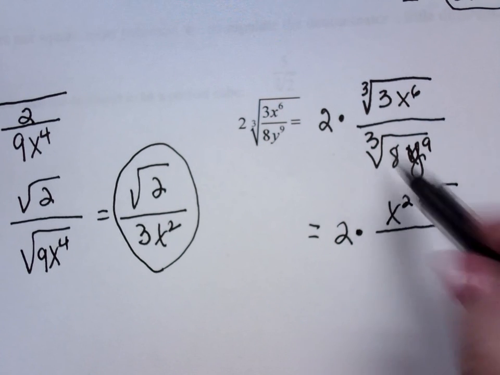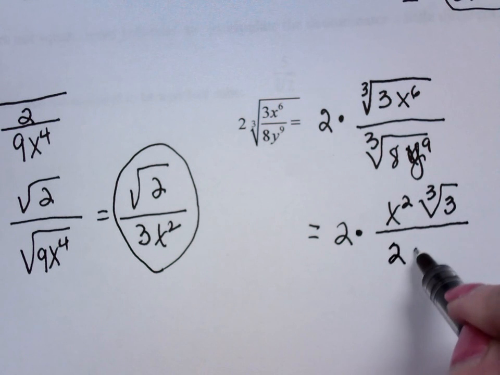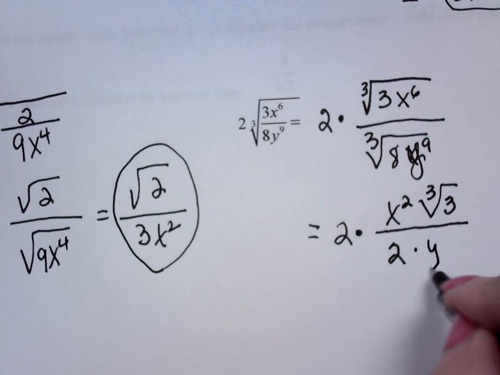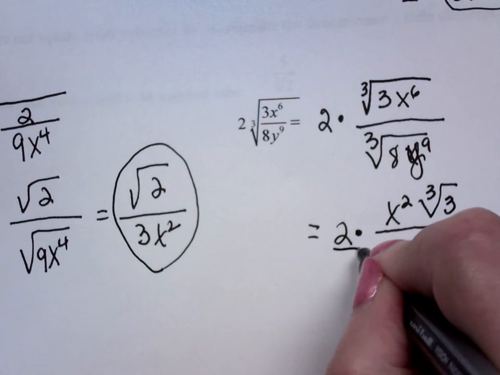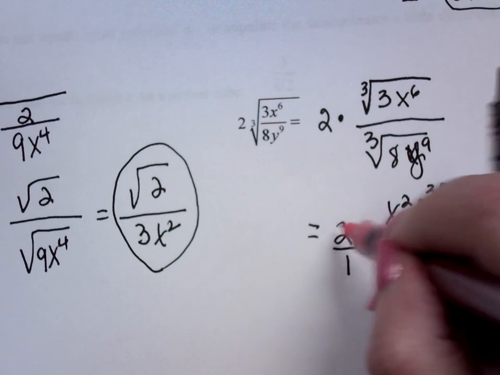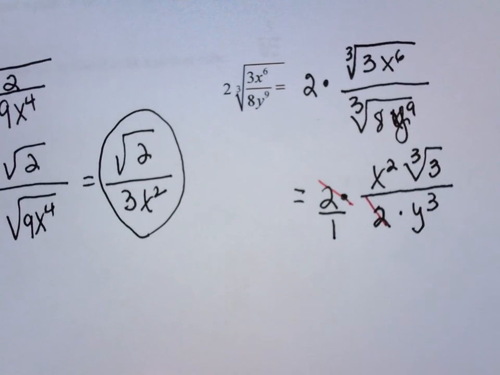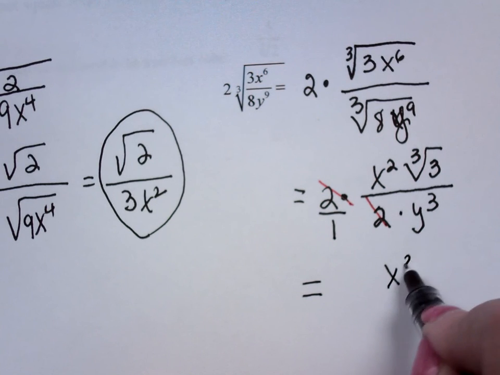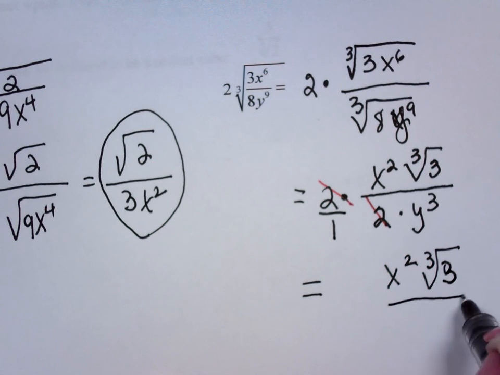The denominator is a cube. Cube root of 8 is 2. Cube root of y to the 9th is y cubed, right? And then you notice this is a 2 over 1. The 2's will actually reduce out, because that's all multiplication. So this becomes x squared, cube root of 3, divided by y cubed.